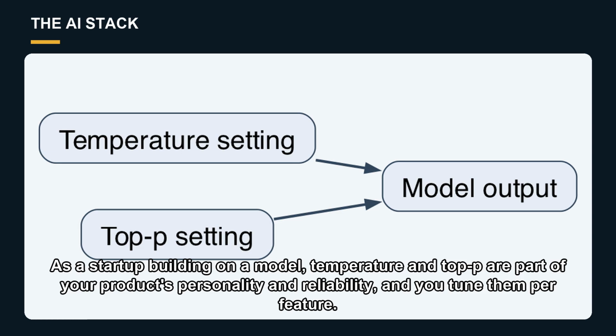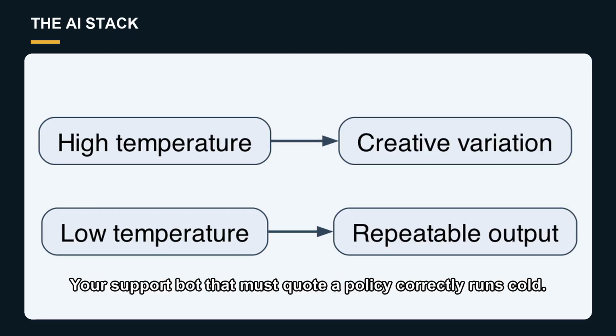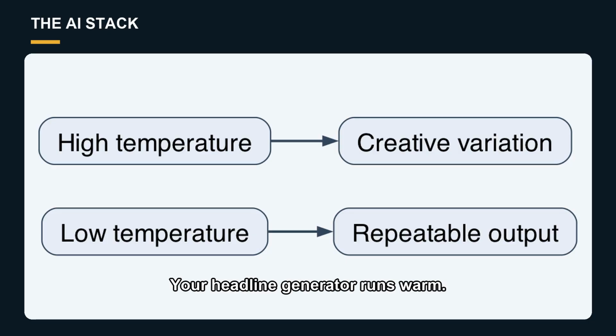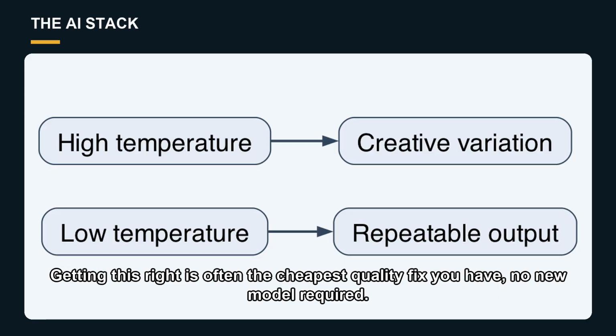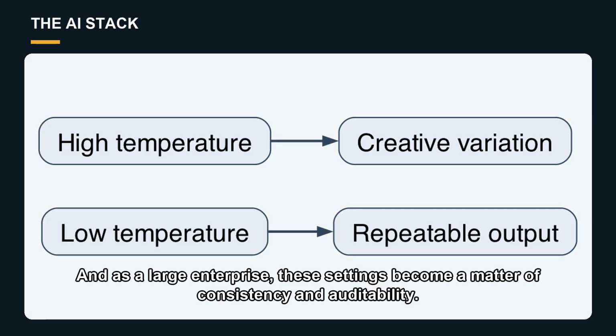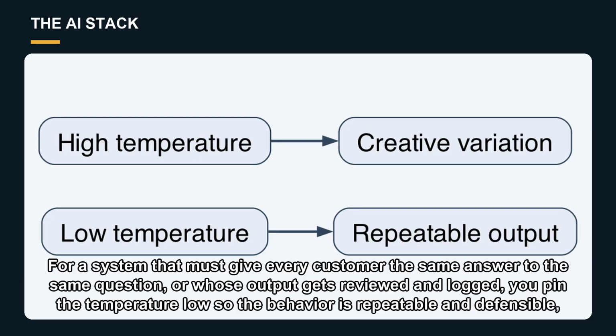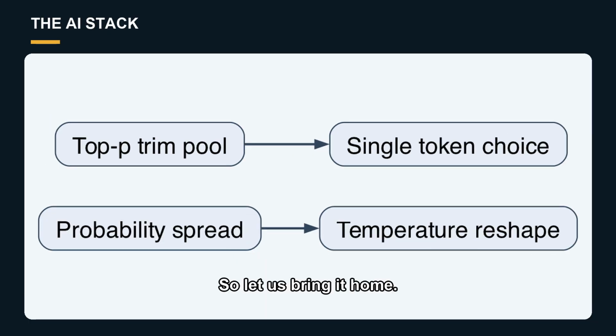As a startup building on a model, temperature and top P are part of your product's personality and reliability, and you tune them per feature. Your support bot that must quote a policy correctly runs cold. Your headline generator runs warm. Getting this right is often the cheapest quality fix you have, no new model required. And as a large enterprise, these settings become a matter of consistency and auditability. For a system that must give every customer the same answer to the same question, or whose output gets reviewed and logged, you pin the temperature low so the behavior is repeatable and defensible, rather than a fresh gamble on every call. So let us bring it home.